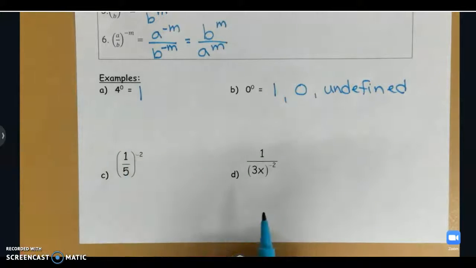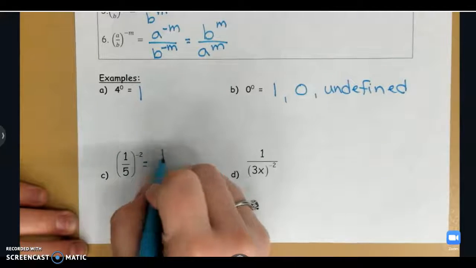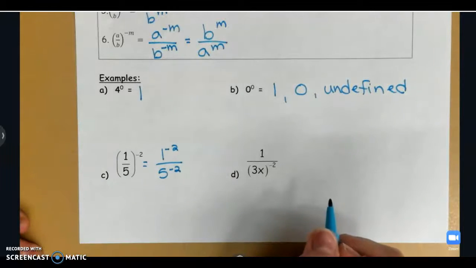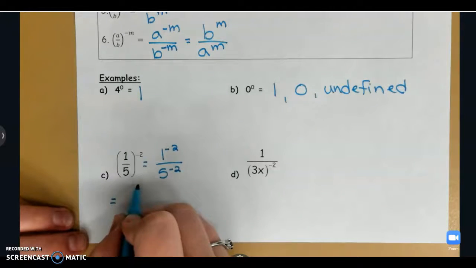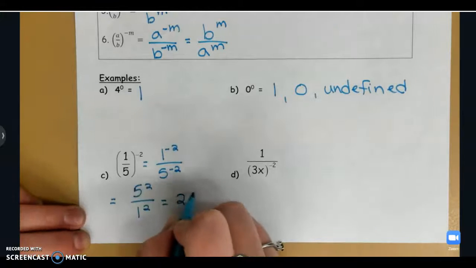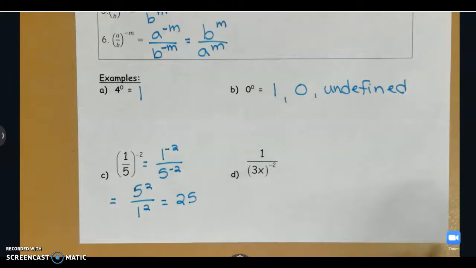Let's look at 1/5 to the negative 2. Again, we are going to distribute that negative 2 into the top and to the bottom. And we don't want negative exponents, so this is going to give us 5 squared over 1 squared, which is just 25 over 1, or 25.